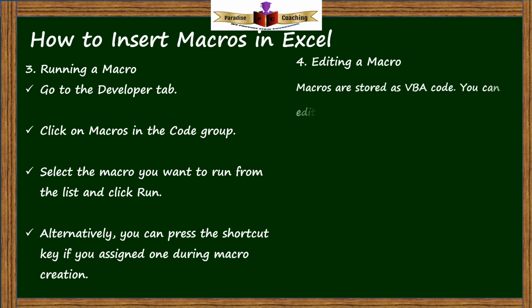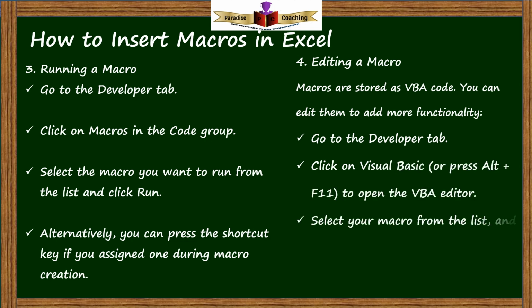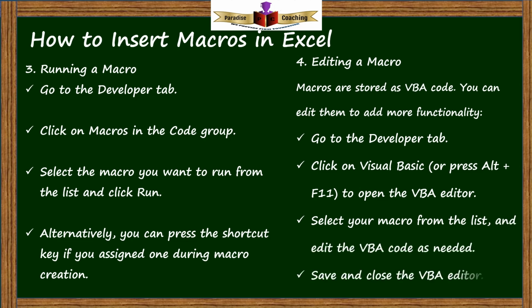4. Editing a macro. Macros are stored as VBA code. You can edit them to add more functionality. Go to the Developer tab. Click on Visual Basic or press Alt plus F11 to open the VBA editor. Select your macro from the list and edit the VBA code as needed. Save and close the VBA editor.